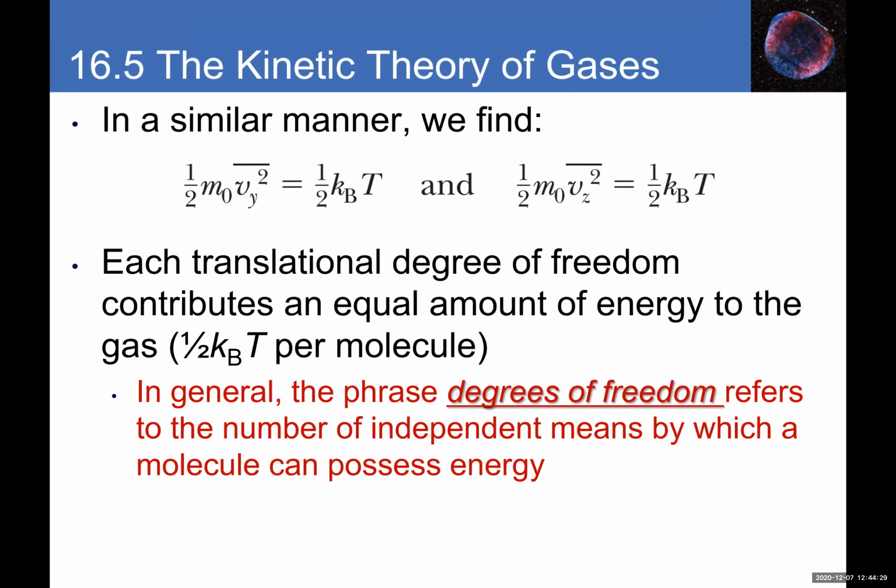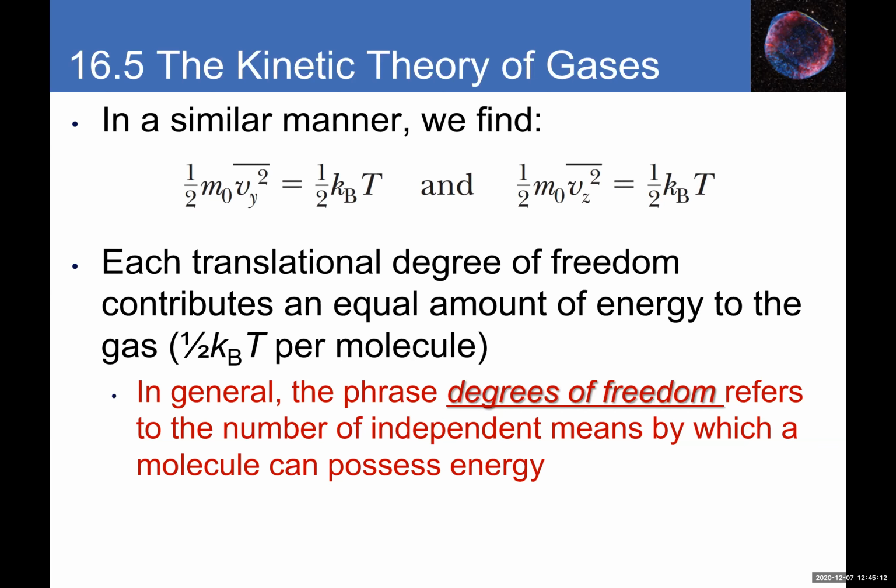Okay. Because we have three dimensions, you can also look at this in terms of the y direction and the z direction. This is known as degrees of freedom. That means you can write this relationship three different ways: if the molecules were moving along the horizontal axis, you have this equation, along the y-axis you have another equation, and the z-axis as well. Each translational degree of freedom contributes an equal amount of energy to the gas, which is 1/2 Kb T per molecule. In general, the phrase degrees of freedom refers to the number of independent means by which the molecule can possess energy.